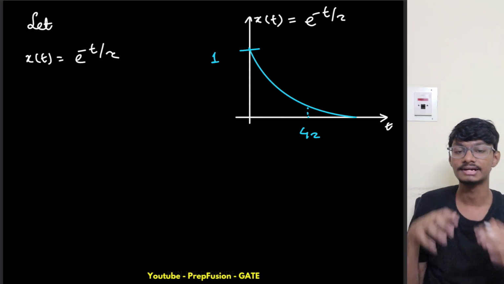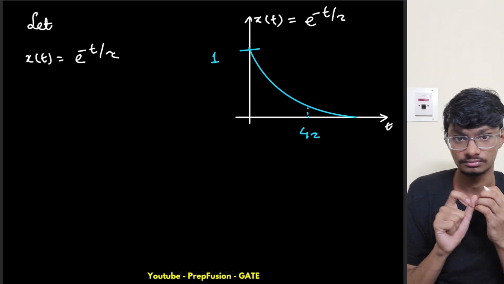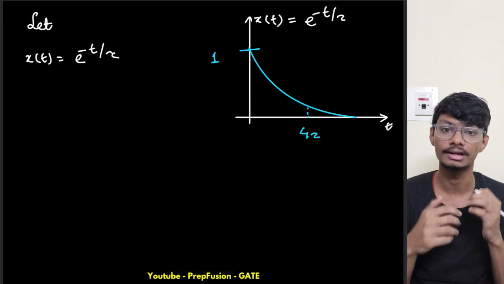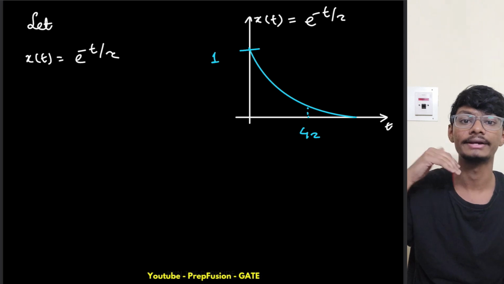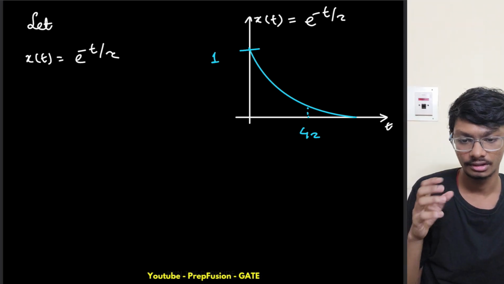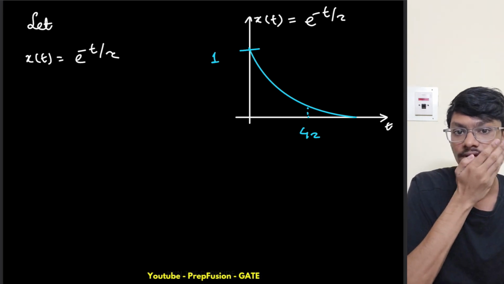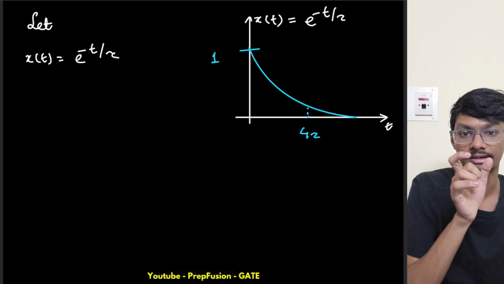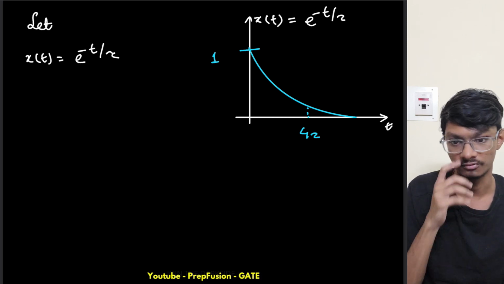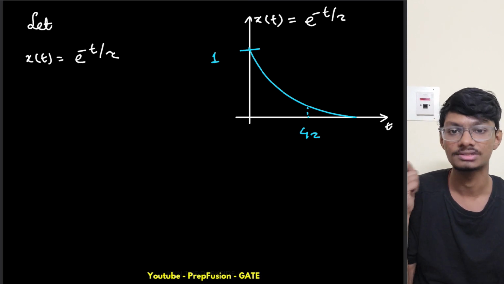4 tau means it settles to within 2%, the error band is 2%. It settles to 98% of its final value at 4 tau. That is, if the final value was supposed to reach 100, it will reach 98 at 4 tau time. That is what 4 tau means. So 4 tau is also known as the settling time.